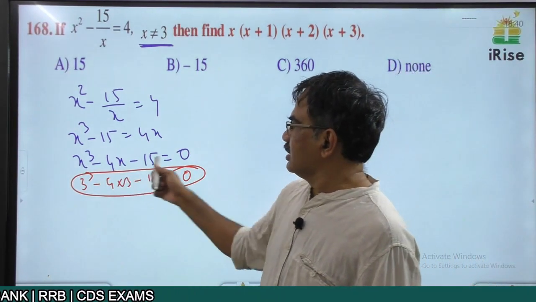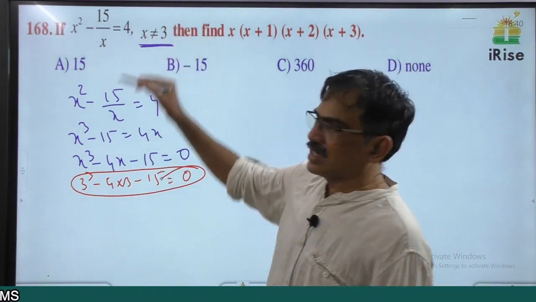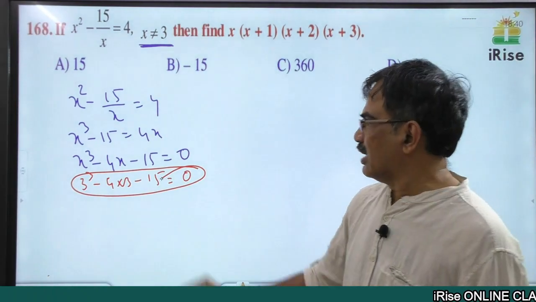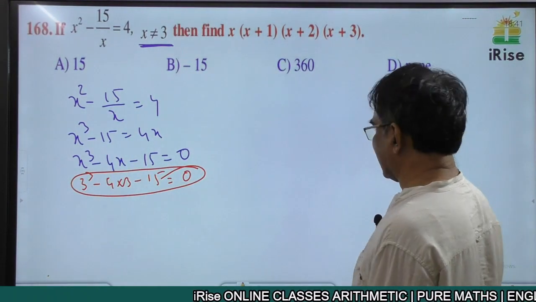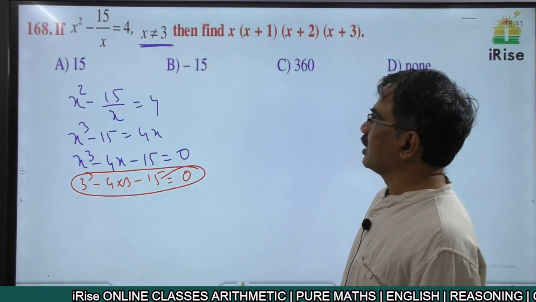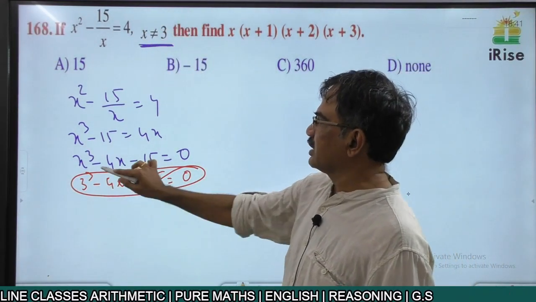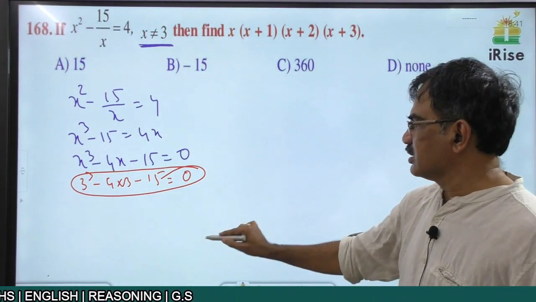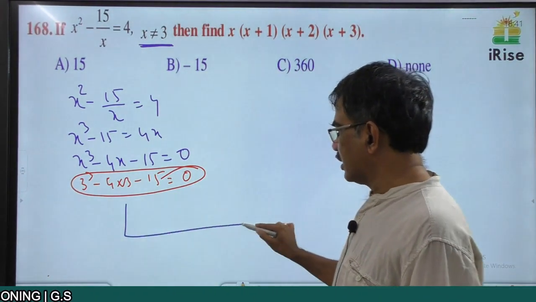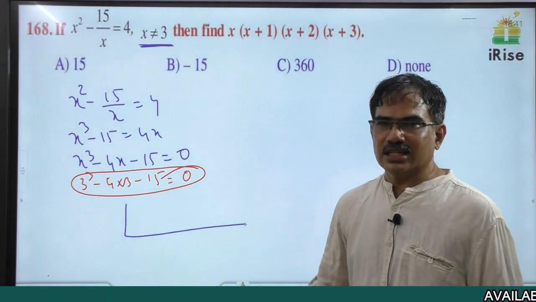So, if x is equal to 3 is satisfied, already x is not equal to 3 is given. So I want to factorize this. Already one factor is known, since x is equal to 3 is satisfied. So therefore, I want to write this, and I already know how to factorize by the synthetic division method.